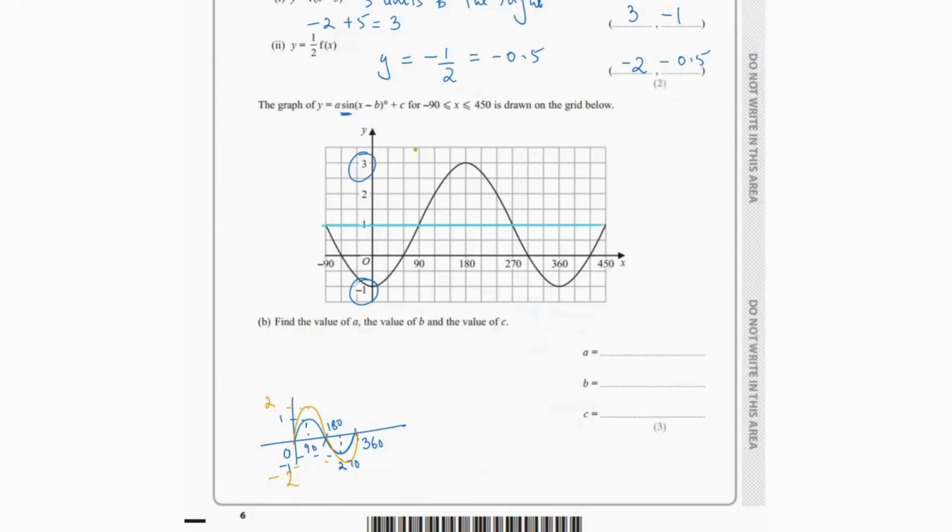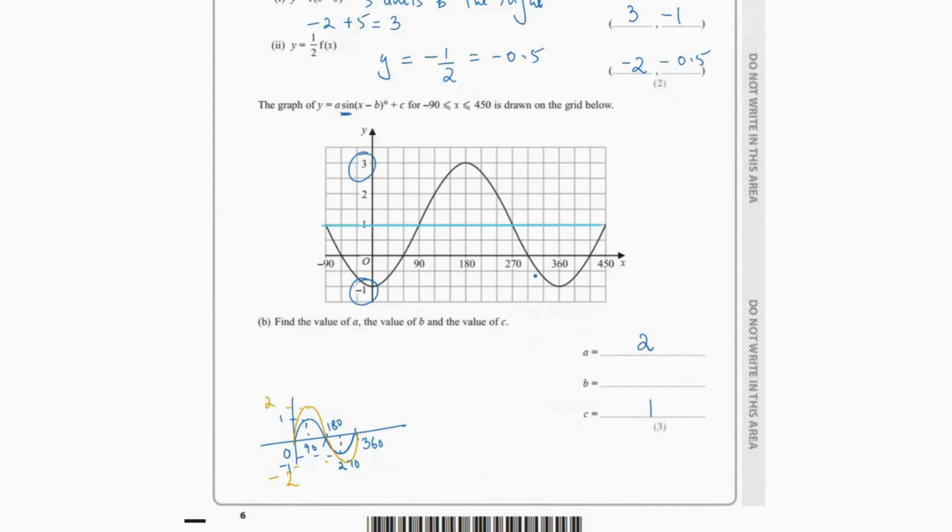When we move it up by 1 unit, minimum value comes at negative 1, maximum value comes at 3, which means your value of a is going to be 2 because the original sine function was multiplied by 2 first. Then it moved 1 unit up. So c is going to be 1.